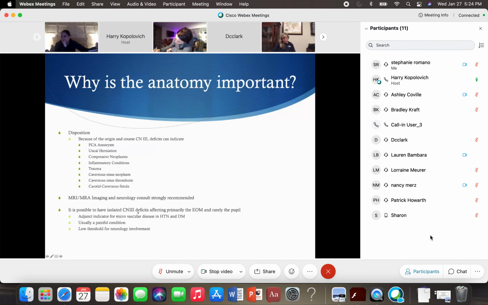It is possible to have isolated cranial nerve 3 deficits affecting primarily the extraocular muscles and really the pupil, and that can happen usually in patients that have microvascular disease, specifically a combination of diabetes and hypertension. It usually presents as pain, but if there's any question whatsoever, get neurology, get ophthalmology involved.